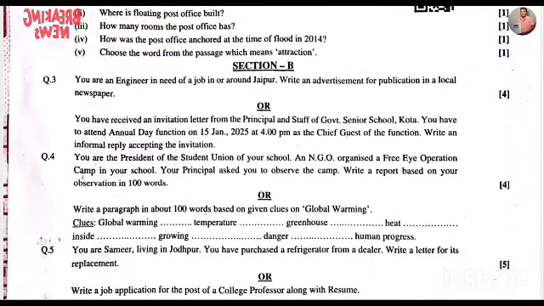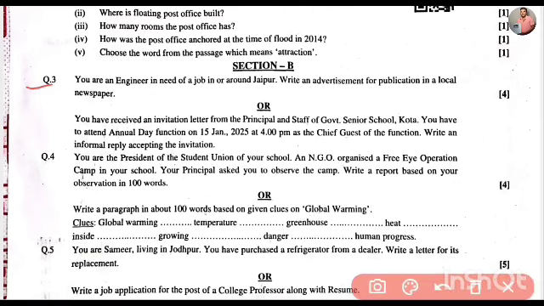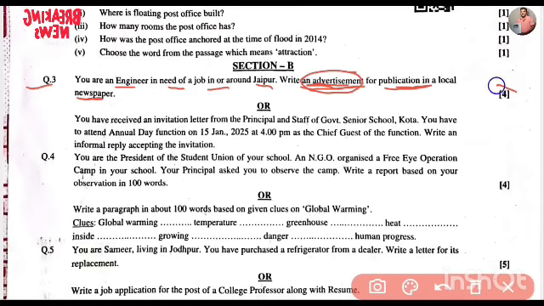Okay, after that, you're given Section B. So, within Section B, question number 3 is, you are an engineer in need of a job in or around Jaipur. Write an advertisement for publication in a local newspaper. So, in this, you have to write an advertisement. And how many marks is it worth? It's 4. In this, an or question is given.